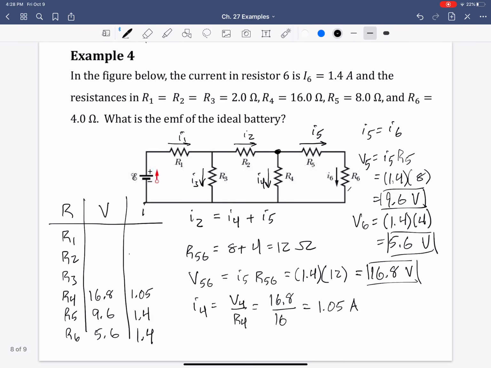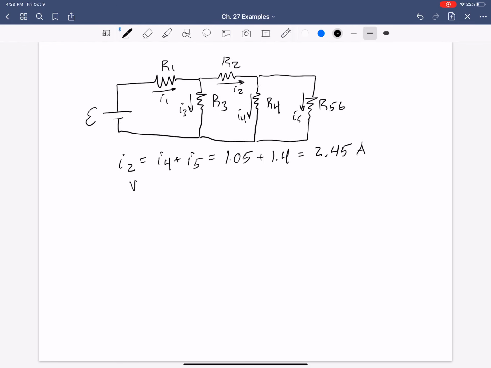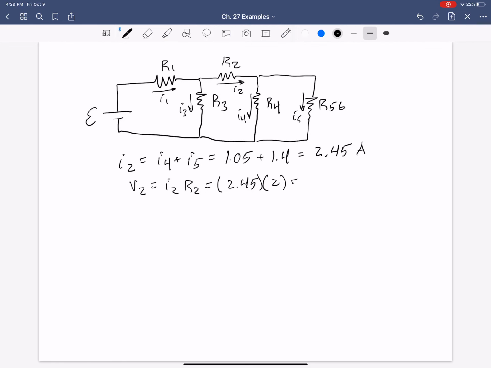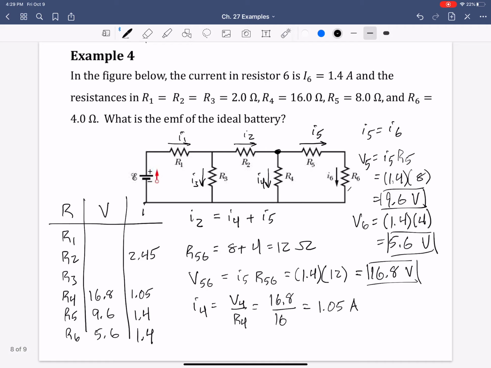Now we can write that here, 2.45. Now we know the current, we have the resistance value, we can find the voltage through 2. So V2 is I2 times R2, which is then that 2.45 value times R2, which is 2 ohms, and this is our 4.9 volts. All right, we're getting there.